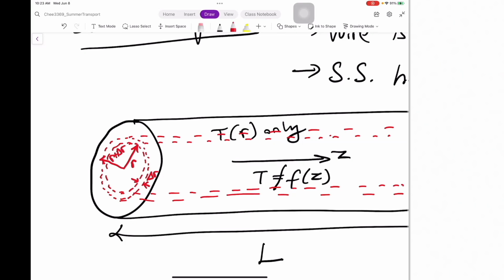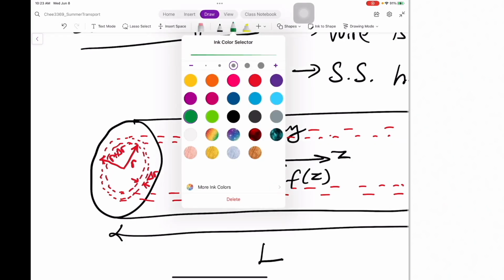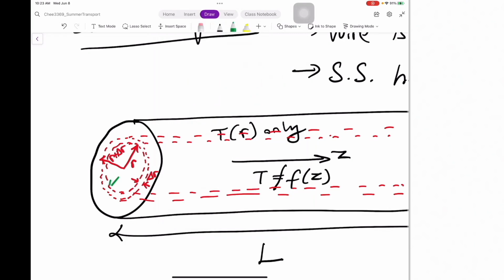Okay, and I'm going to make a shell balance in such a way that my flux is getting into the shell at r, and flux is coming out of the shell at q_r plus delta r.